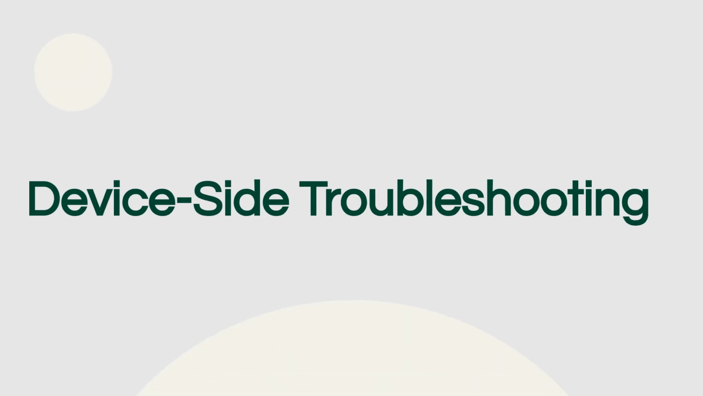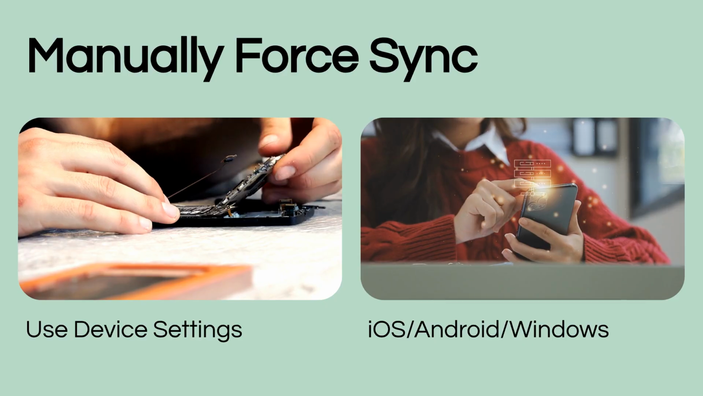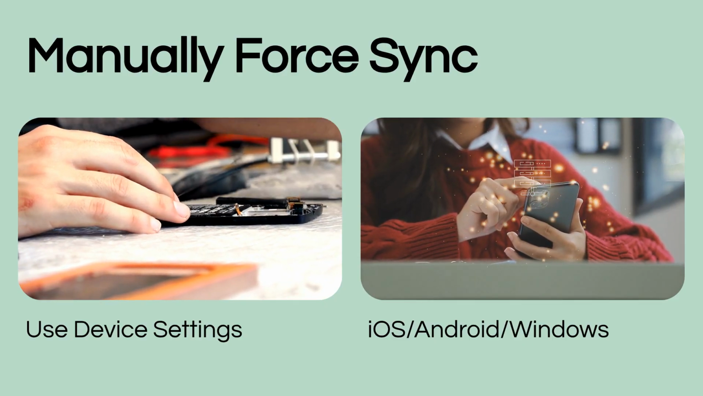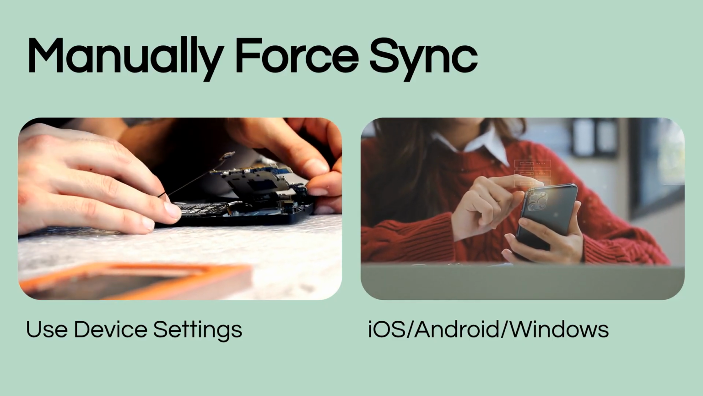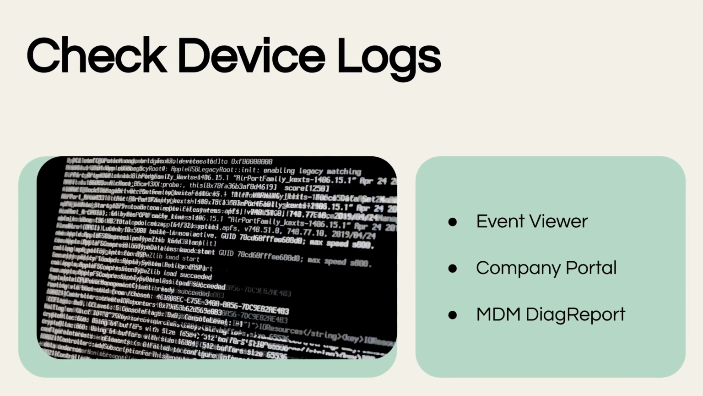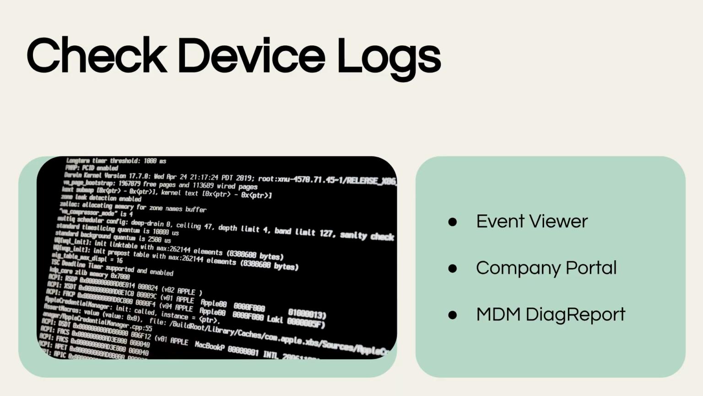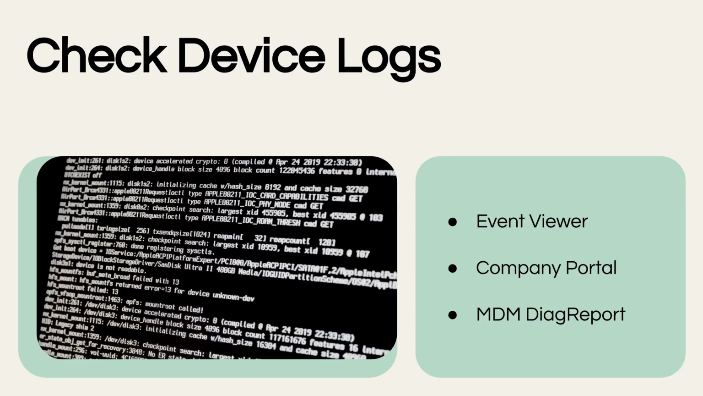Now let's move to the device level, where many sync issues originate. The quickest fix is often simply to manually trigger a sync from the device's settings or the Company Portal app. This forces an immediate check-in with Intune. If the manual sync fails, dive into device logs. For Windows, check the Event Viewer or generate an MDM diagnostics report for detailed errors.